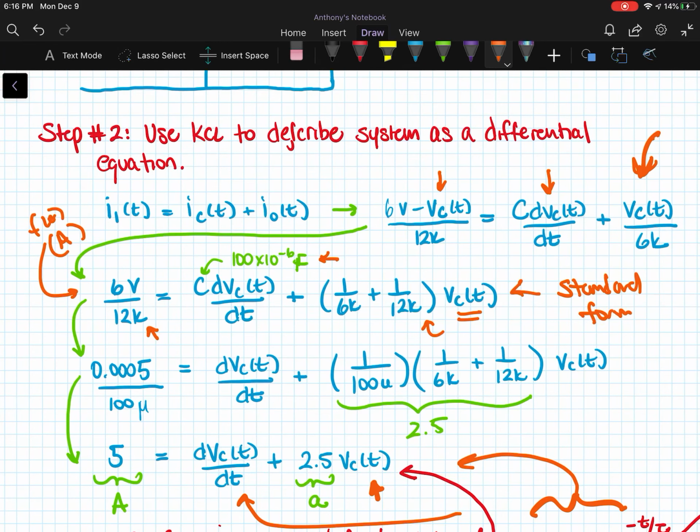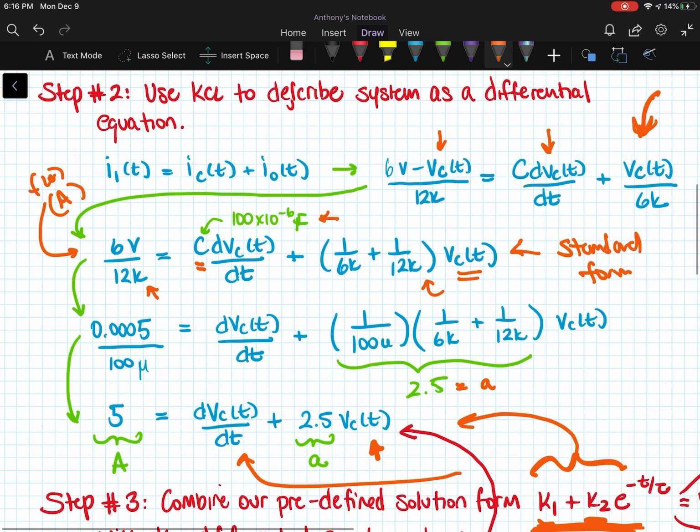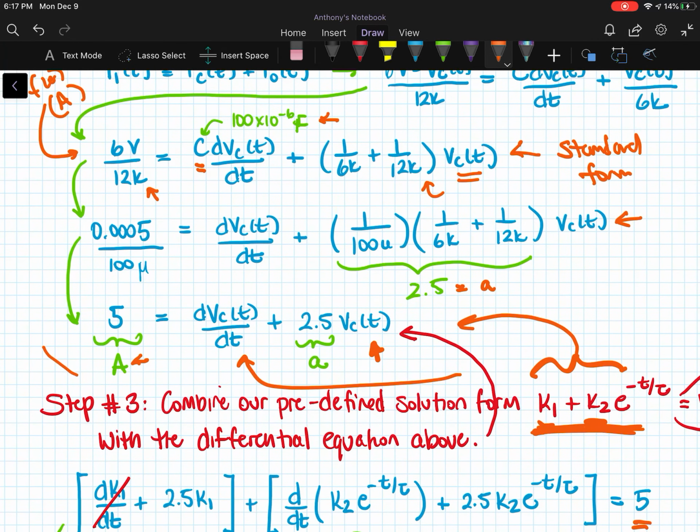All right, one last thing that we have to do to make this fit our standard form is to get rid of the coefficient of the first order derivative, because the standard form that we talked about in the beginning of Chapter 7 is dx/dt plus some value lowercase a times x of t equals a constant. So if we get it in this form as shown here, our value for lowercase a is 2.5, our value for uppercase A is 5. And so all of this right here is our equation in the standard form.